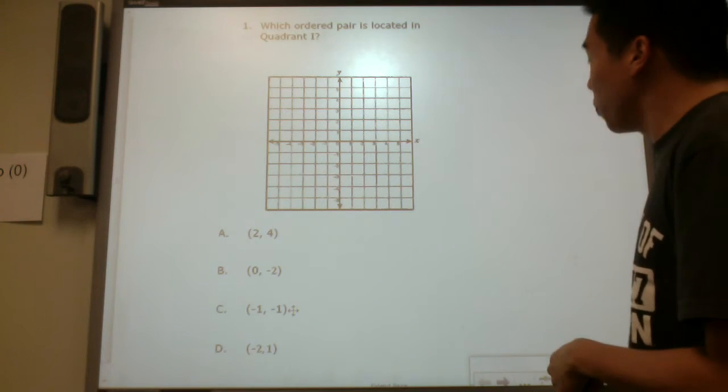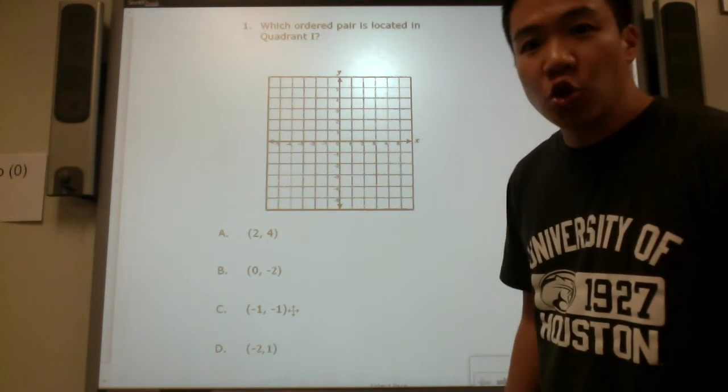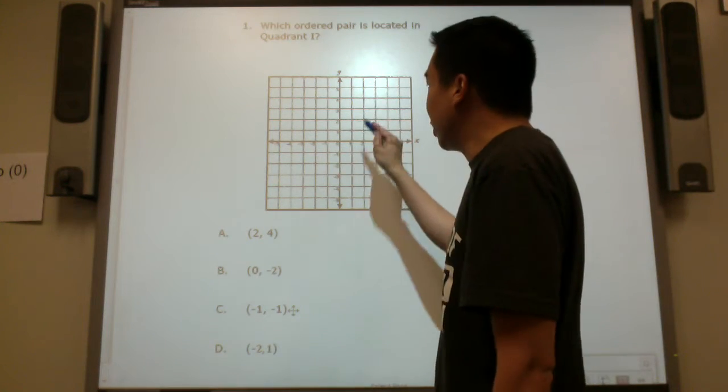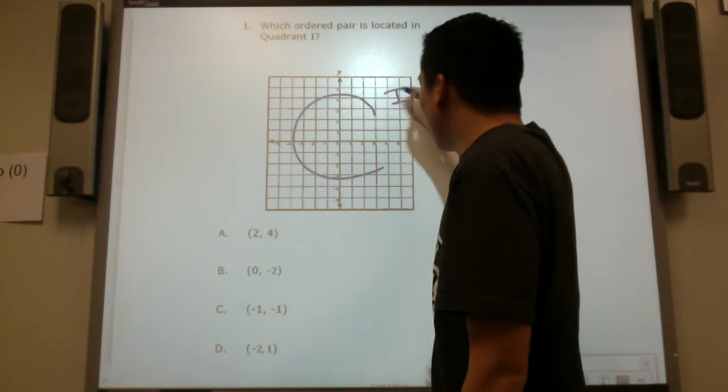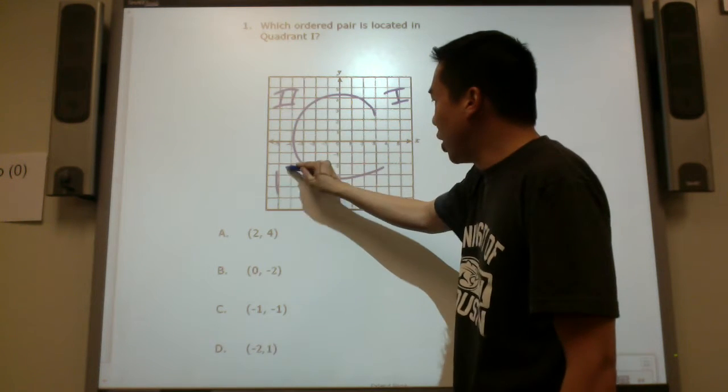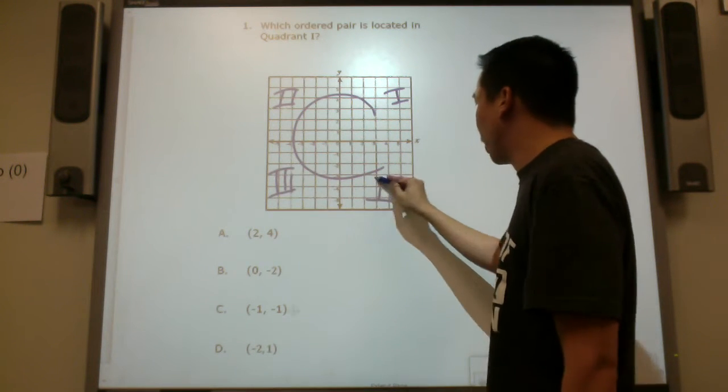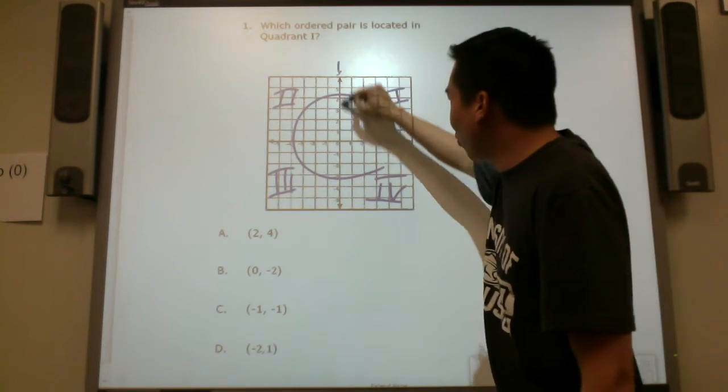Number 1, which ordered pair is located in quadrant 1? Again, when you write coordinate, use this. Quadrant 1, quadrant 2, quadrant 3, quadrant 4. So quadrant 1 is located right here.